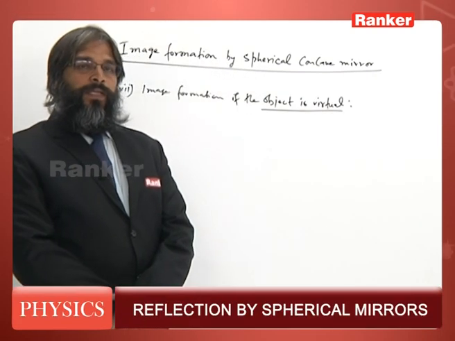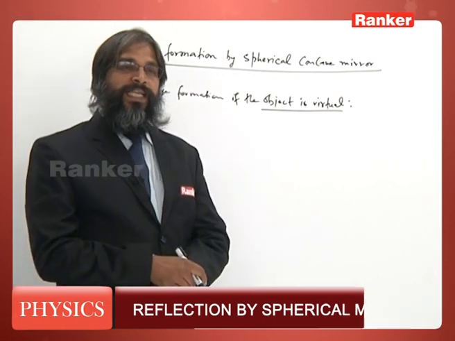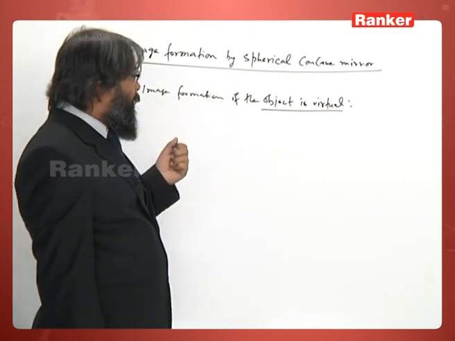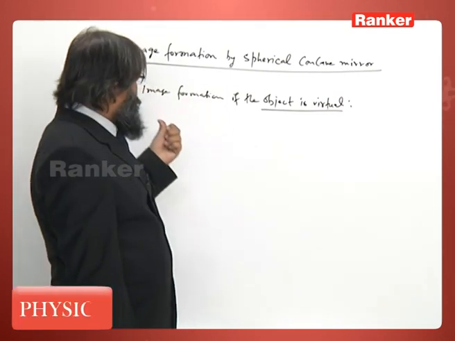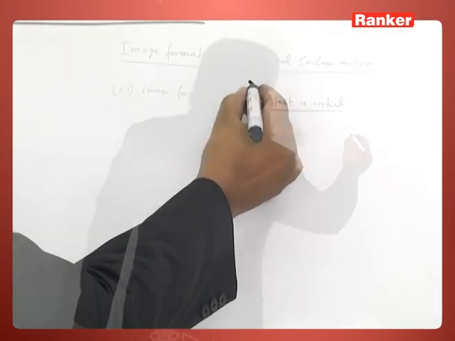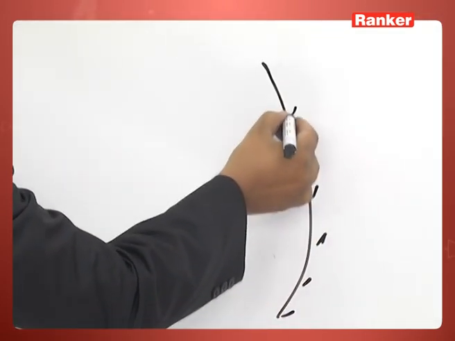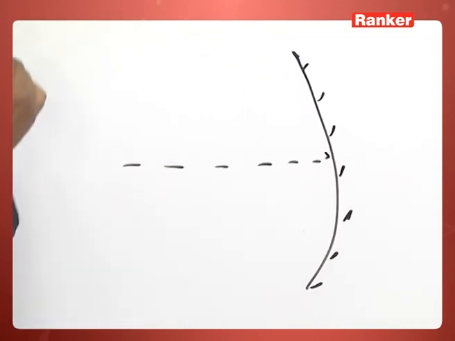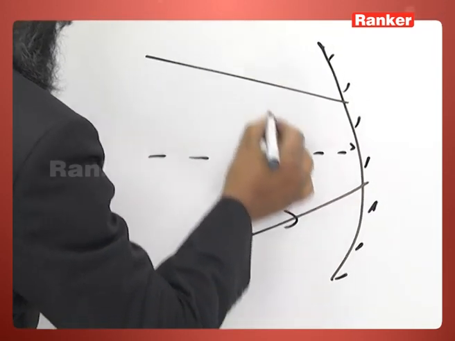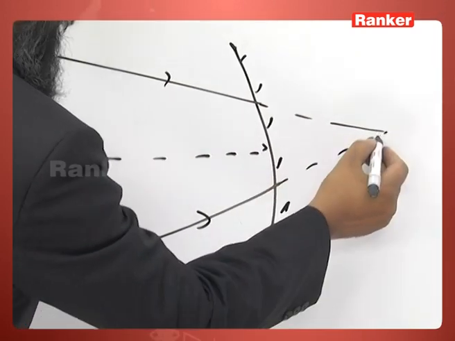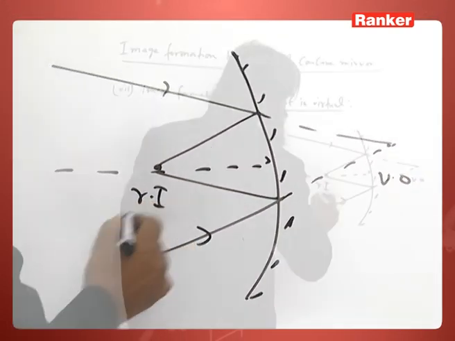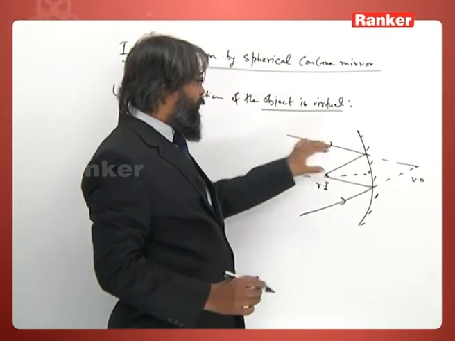Now, in all the previous examples we have seen, the object position was real. Really, there was an object there. But now let us take an example. If the object is itself virtual, that means if this is the mirror and virtual object means the rays are converging. So converging rays means this is a virtual object and they may form a real image here. So this is the case we are going to take up.